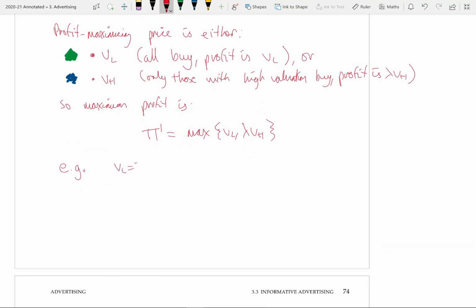In our example, we had VL equal 2, VH equal 8, and lambda equal to 1/2. So pi 1 in that example is the maximum of 2, which is the profit from selling to everybody at a price of 2, and half of 8, where 8 is the price Alice would choose to sell to just the high valuation consumers, and half of the consumers are high valuation. So the maximum profit is the maximum of 2 and 4, which is 4. So in this example, it's best for Alice to price high and sell just to the high valuation consumers. This is because VH and lambda are sufficiently large.